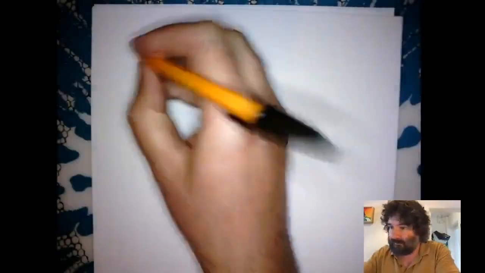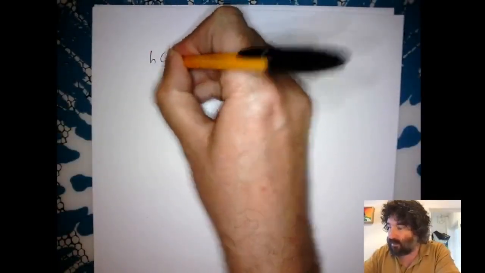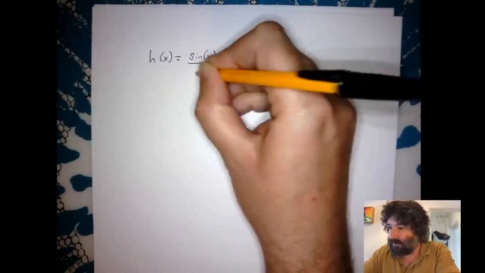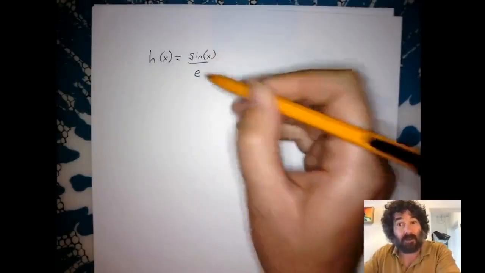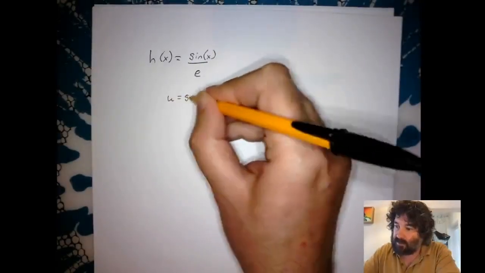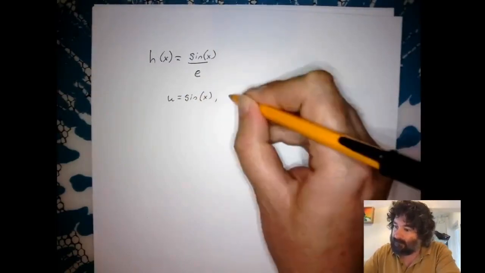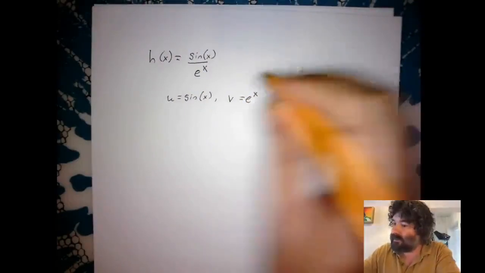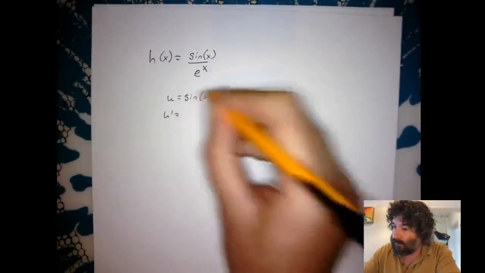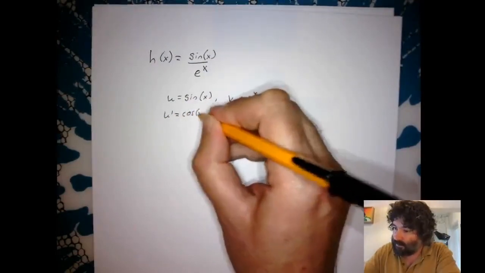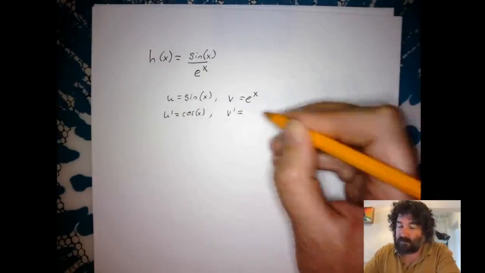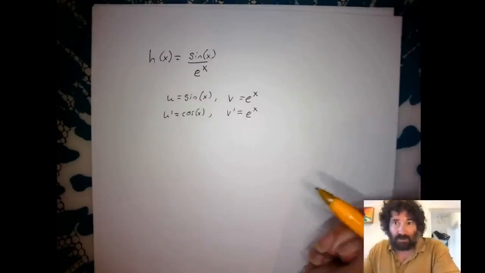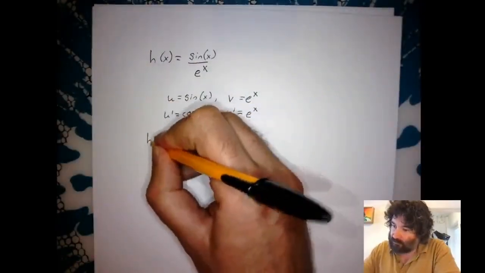Okay, so we have h of x equals sine of x over e to the x. So this is u divided by v, where u is sine of x, and v is e to the x. So the derivative of u, sine of x, is cosine of x. We already did these in the previous example, but once again, they're just ones you look up in the table. And then we apply the quotient rule.